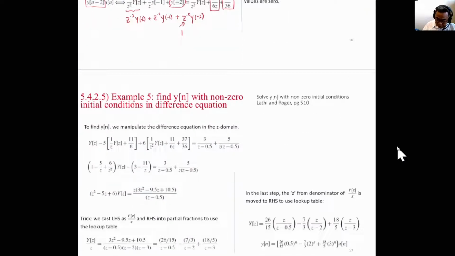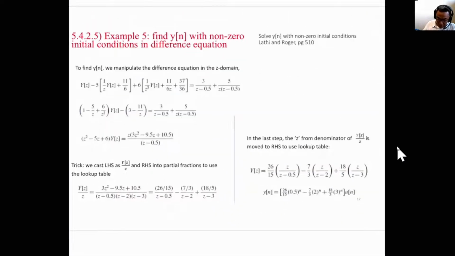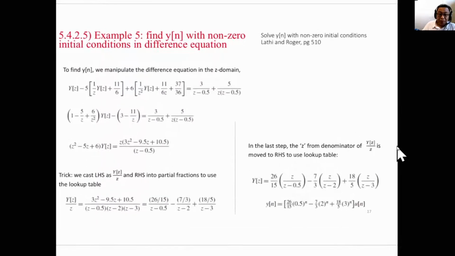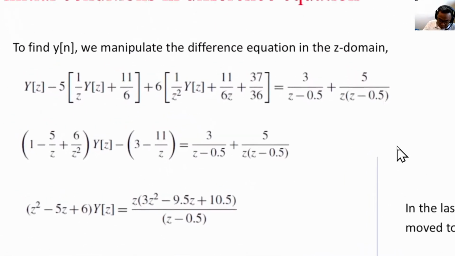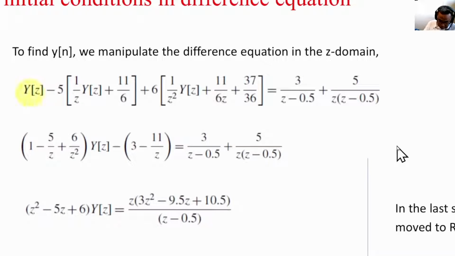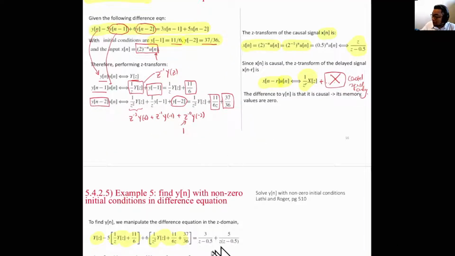We're now ready to plug in all we have found into the Z-transform representation of the difference equation. So this is the first part from y[n]. This is from y[n-1]. This is from y[n-2]. Here is from 3x[n-1], and here is from 5x[n-2], as you see on top. So let's zoom in.